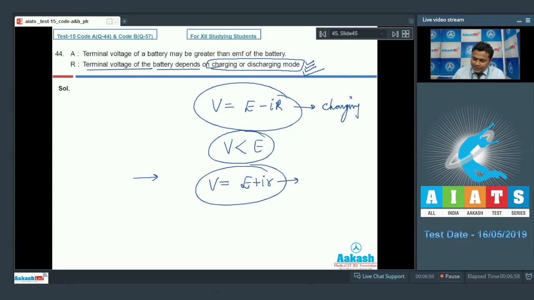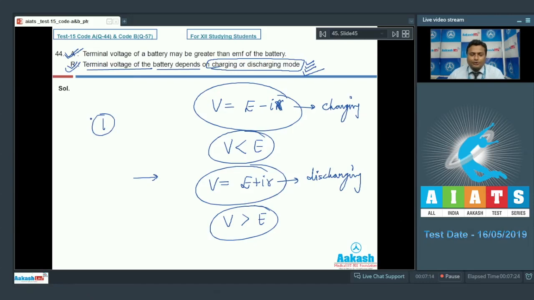So this is during discharging. V seems to be greater than E. So things are depending upon the mode of the battery, whether it is in charging mode or in discharging mode. So that's why assertion is true, reason is also true, and the reason is the correct explanation of assertion. We can go with option number 1, which is absolutely correct.